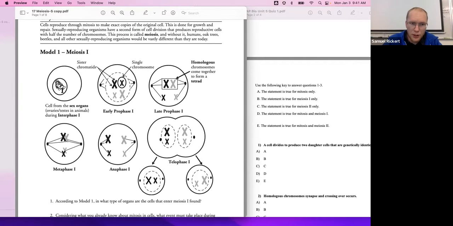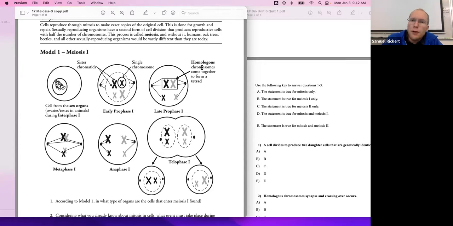So we see in this picture that in meiosis, we start prophase 1 very similar to prophase. The nuclear envelope starts to dissolve and the chromosomes form. So far, we're actually looking identical to prophase. However, a key difference here is that in prophase 1, unlike prophase in mitosis, they actually form something called a tetrad. And this is where crossing over occurs.